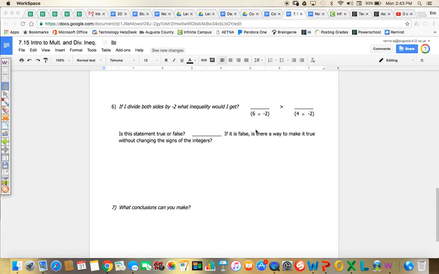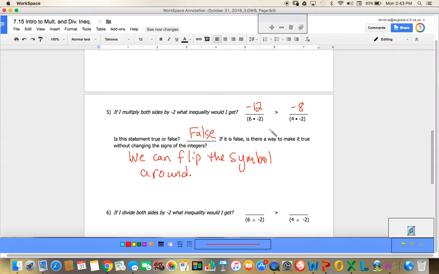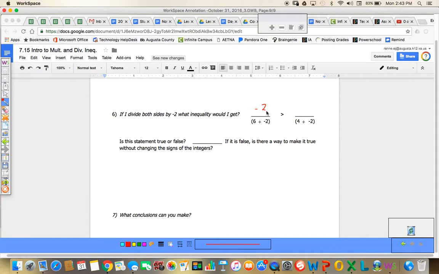So 6 divided by negative 2 is negative 3. And 4 divided by negative 2 is negative 2. So is negative 3 greater than negative 2? Hopefully you said false. So is there a way to make it true? Absolutely. The same thing we did before. We can flip the symbol around.